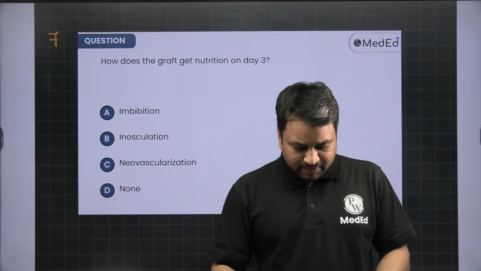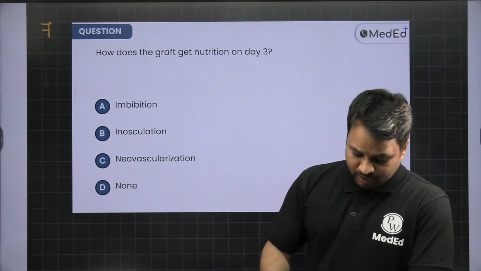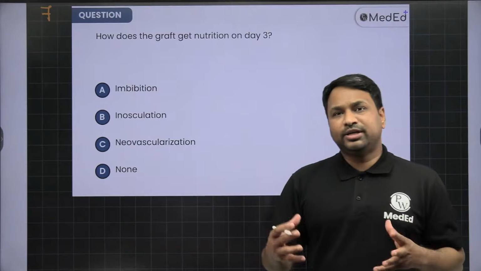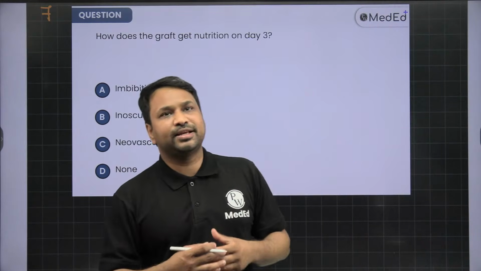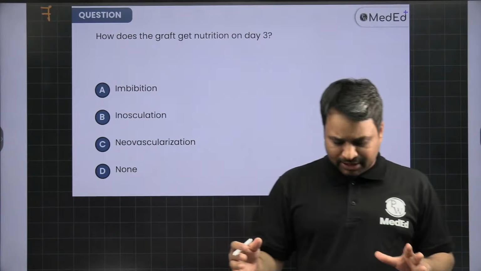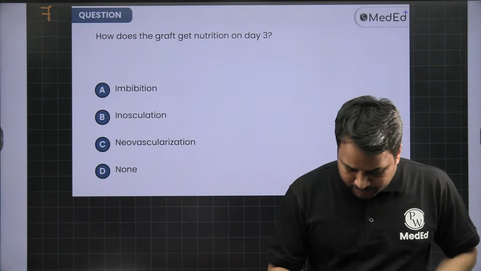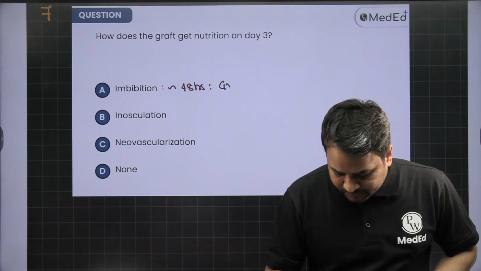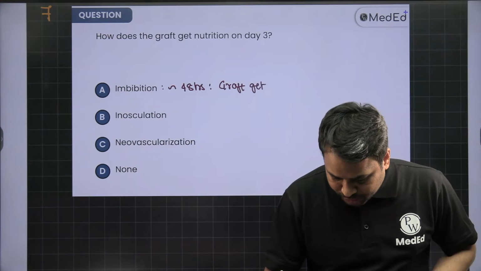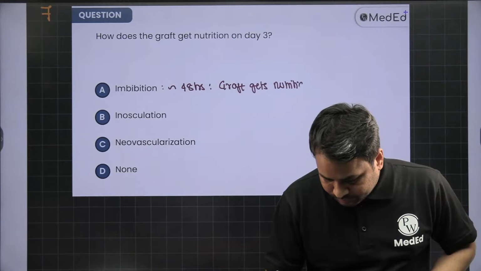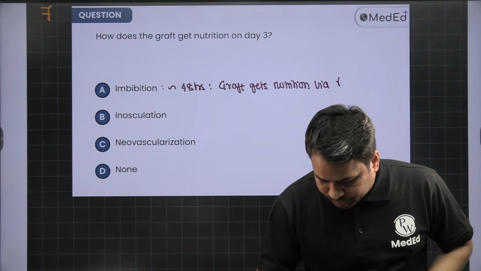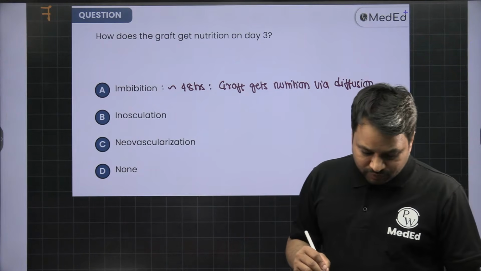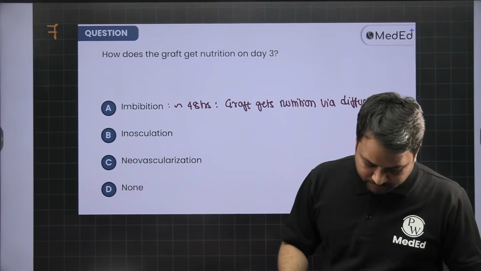Now, question number 7, how does a graft get the nutrition on day 3? When you talk about the phases of skin grafting, there is a plasma imbibition phase, then there is an inosculation phase, and there is a neovascularization phase. In the plasma imbibition phase, which lasts until 48 hours, the graft gets nutrition via diffusion, right?